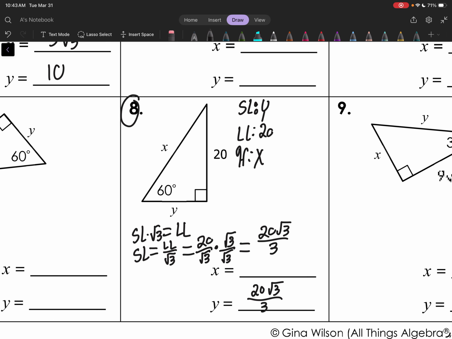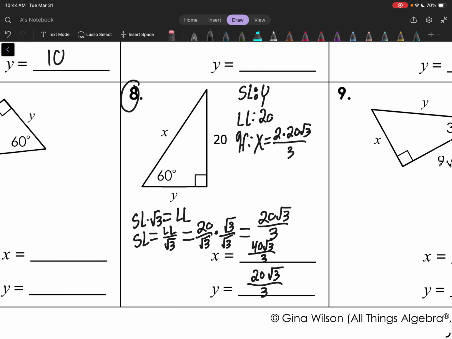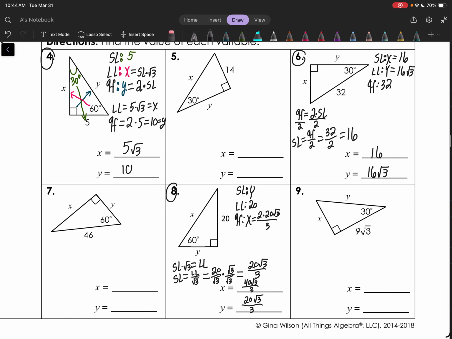To find my hypotenuse, I'm going to do 2 times the short leg, 2 times 20 square root 3 over 3. This is 40 square root 3 divided by 3, finished. Go ahead and try 5 through 9.